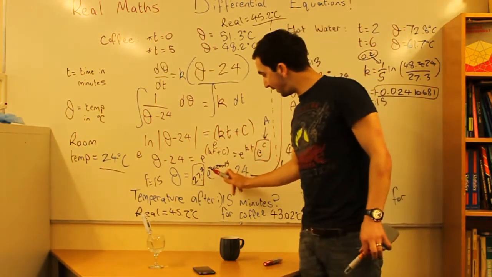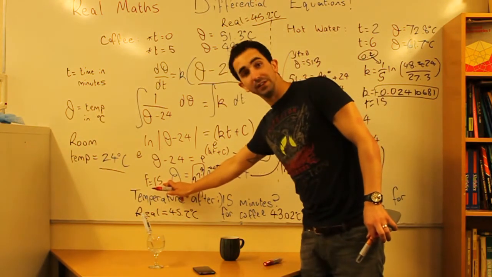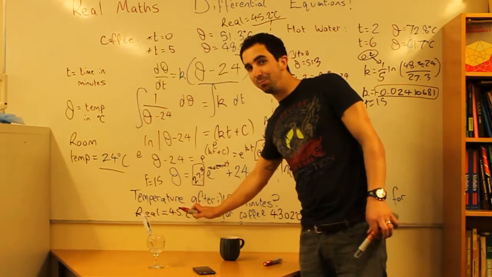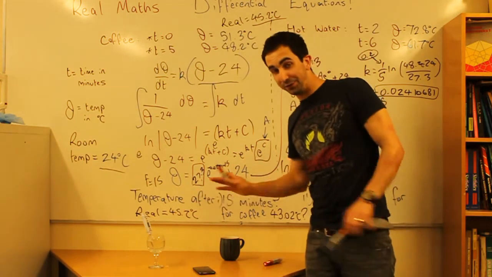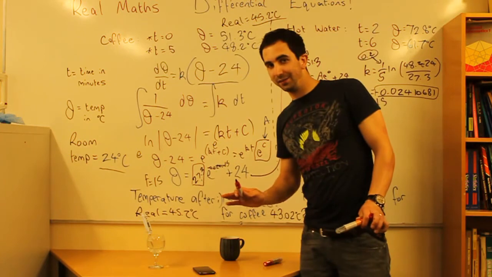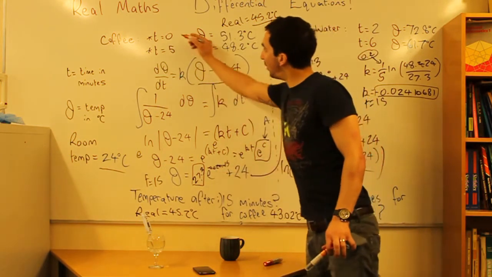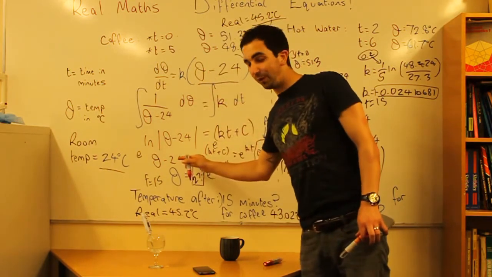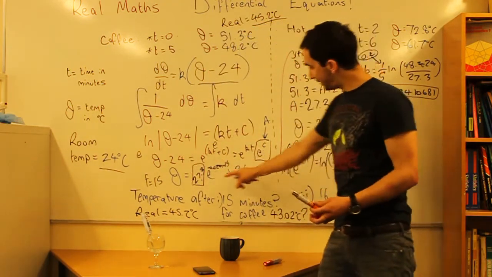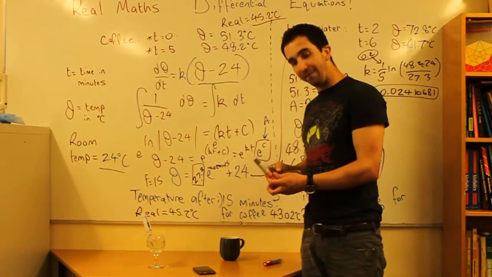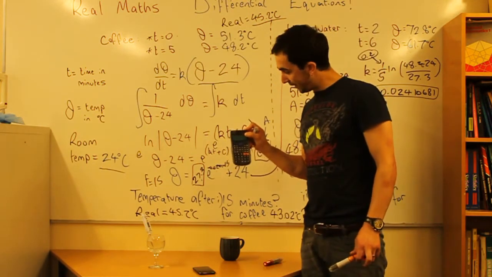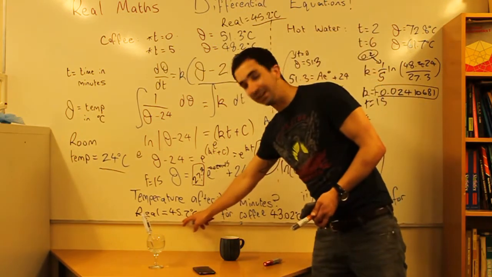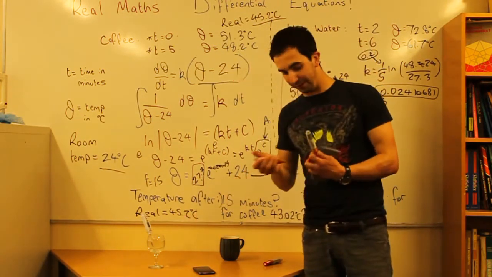If we put these values into our formula, for t is 15 minutes, theta is still not perfect, but I think you'll agree it's quite good, just from maths, okay? Just from predictions of knowing what it was at 0 minutes, what it was at 5 minutes, setting up a differential equation. If you put this into your calculator, you get 43.02 to 2 decimal places. The real, we said, was 45.2 degrees.